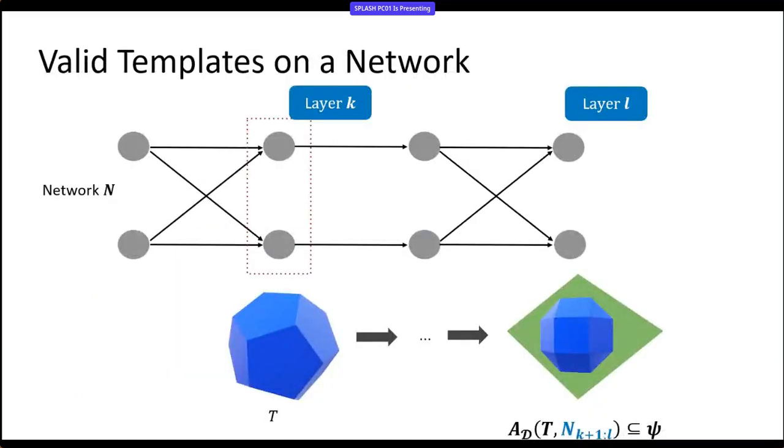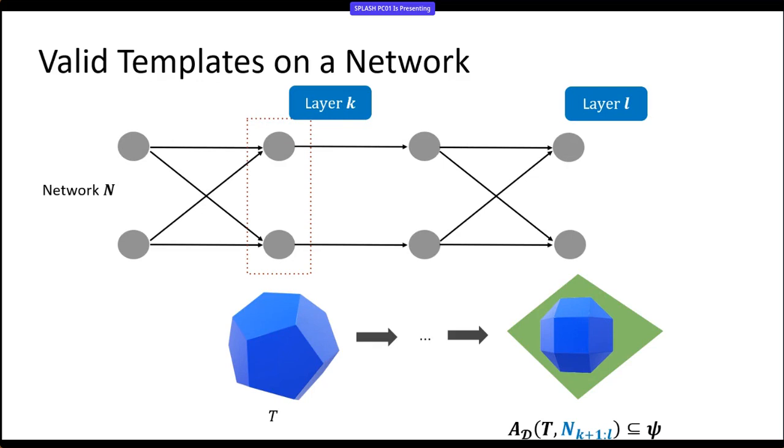So in particular with templates, what we are interested in is valid templates on a network. Valid templates are defined as follows. Templates are created at some intermediate layer of the network. Here, we have created this template T at layer K. If we propagate this template T from layer K to layer L, and the propagation at the final layer is contained within the property, then we say that the template is a valid template. And we are interested in such valid templates on a network.